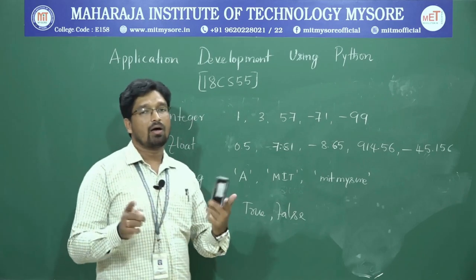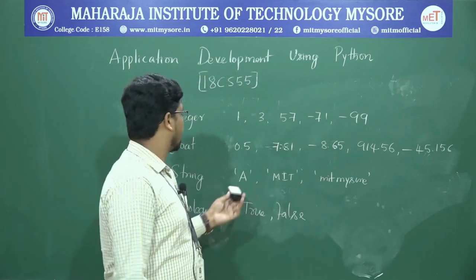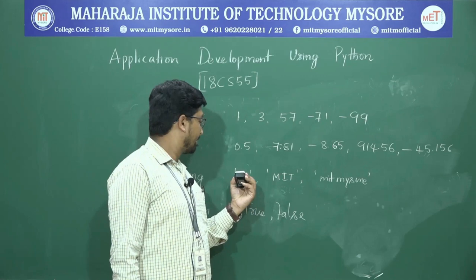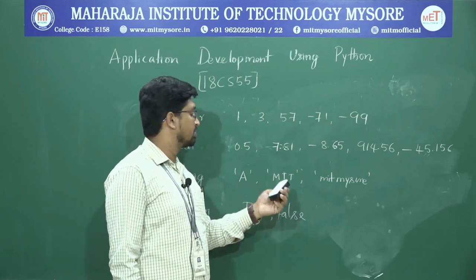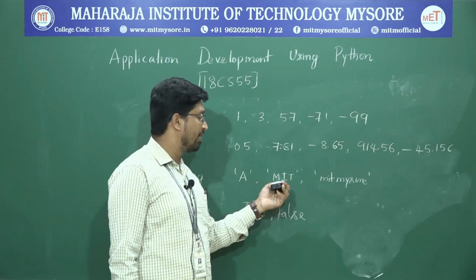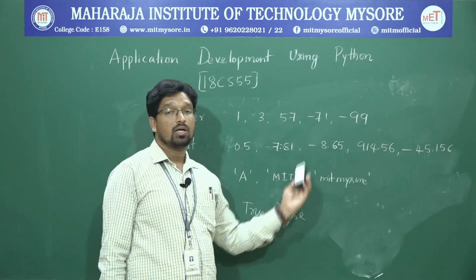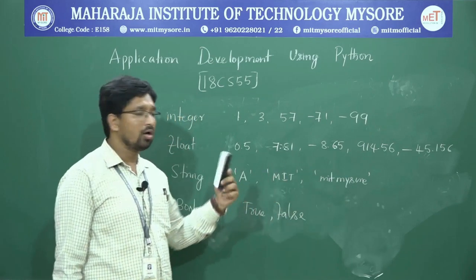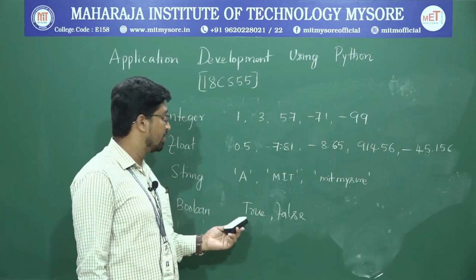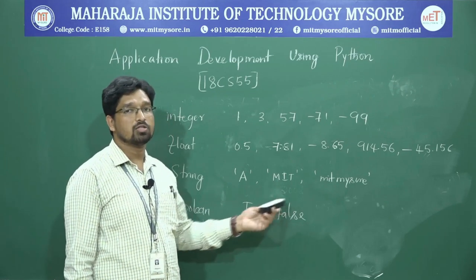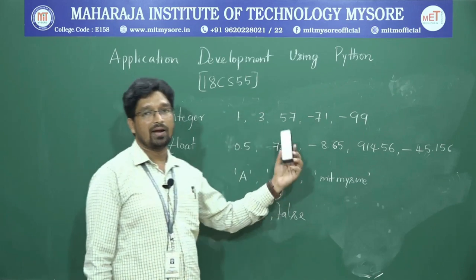Next we have string. Strings in Python are enclosed in quotes. Let us say a, that is small letter a, then we have MIT and we have MIT Mysore. They are enclosed with either double quote or single quote. Next we have Boolean values. Boolean values are nothing but true or false values. So these are the different data types Python will handle.